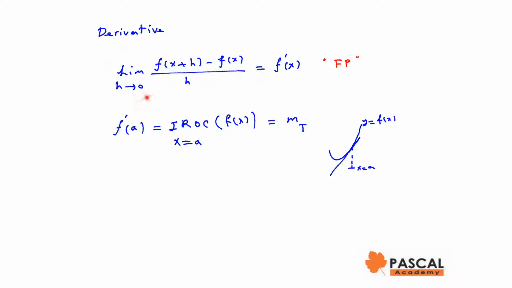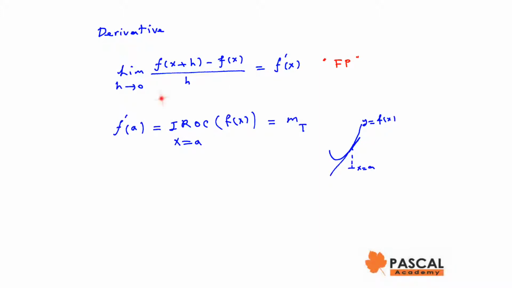In our previous lessons, we defined the derivative as the limit of f of x plus h minus f of x over h as h approaches 0. We called it first principle or the limit definition of the derivative. The geometric meaning of the derivative at a point is the slope of the tangent line to the graph of the function at that point. And the physical meaning of the derivative is the instantaneous rate of change of the function at that point.